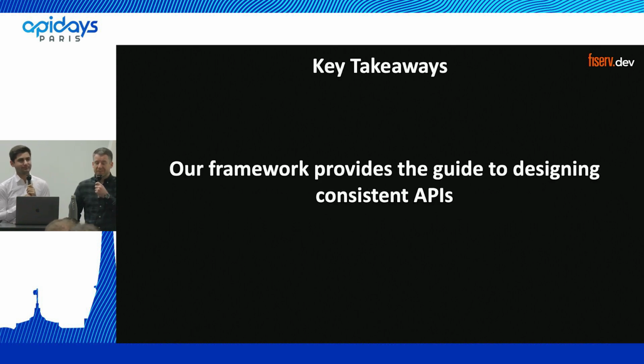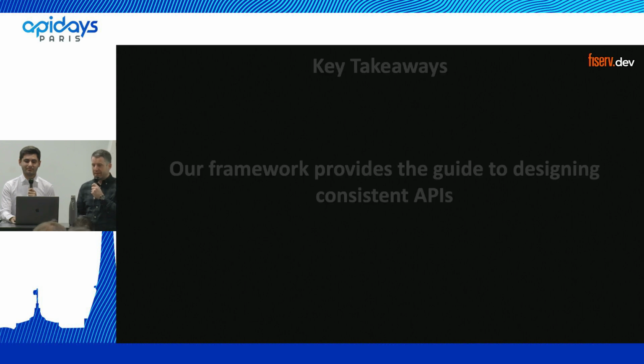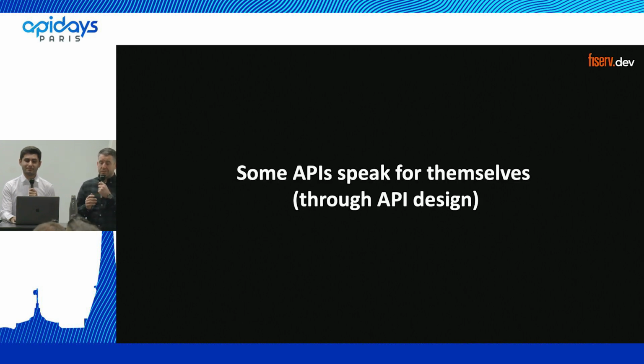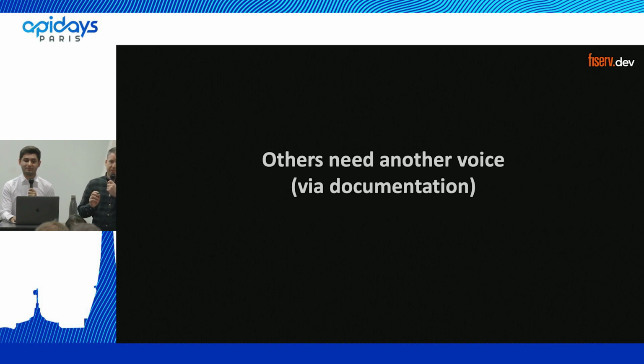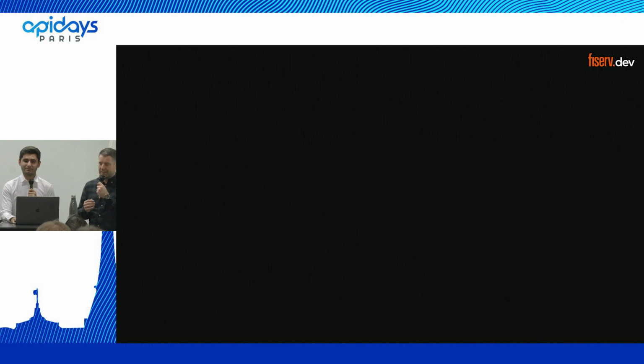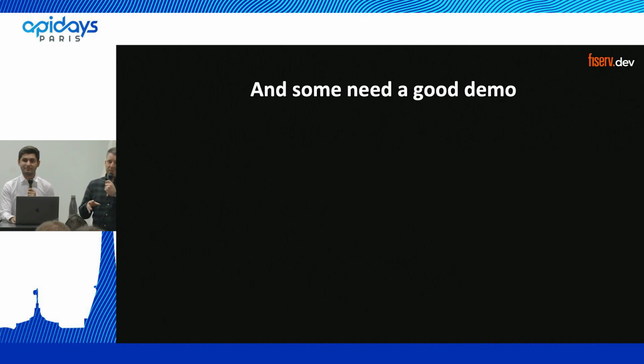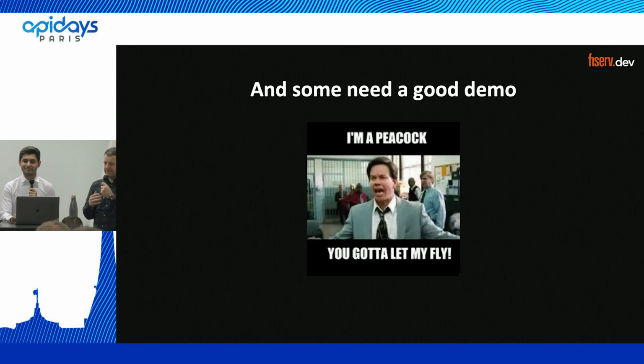So if we were to go to the takeaways, our framework provides the guide to designing our consistent APIs throughout our developer portal and Fiserv. Some APIs do speak for themselves. Other APIs need that little bit of assistance, that other voice. And then some APIs just need a good demo. Or Ross's favourite meme from his favourite film.